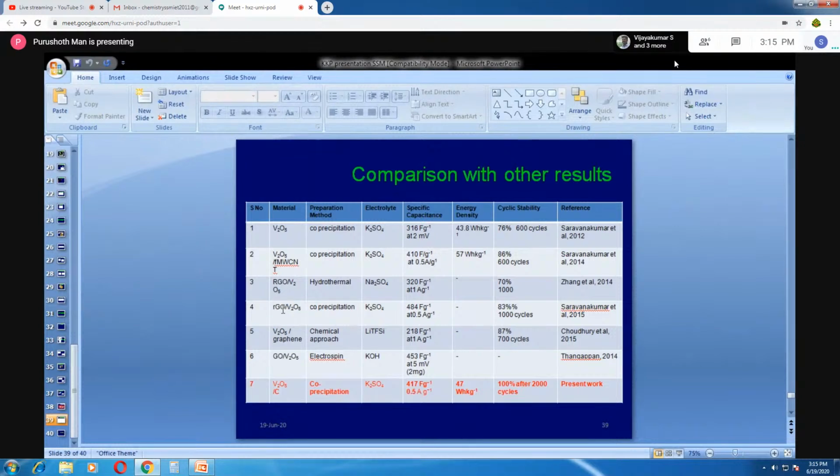The cost of that one is very much higher. We are comparing with the other works, and we are having 100% cyclic stability even after 2000 cycles, whereas in the RGO case, this is only 70% at 1000 cycles. We obtained a very good cyclic stability with this green synthesized composite.